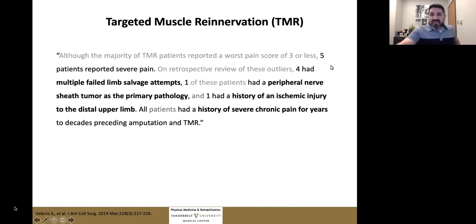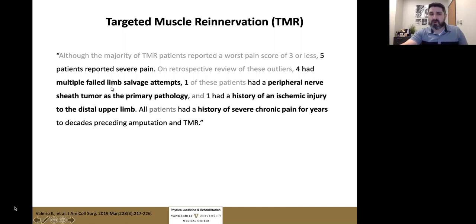So the thing to understand, the majority of TMR patients reported worse pain. Okay, all right. So 5 patients report severe pain. 4 had multiple failed limb salvage attempts before their amputation. One of these had a peripheral nerve sheath tumor as the primary pathology of their pain. So what is TMR going to do for that?